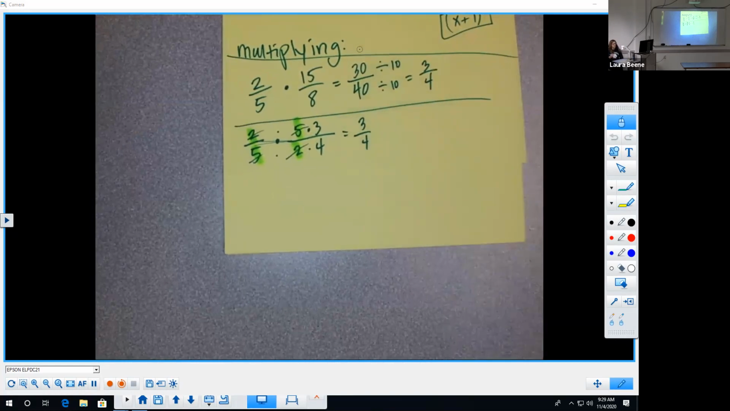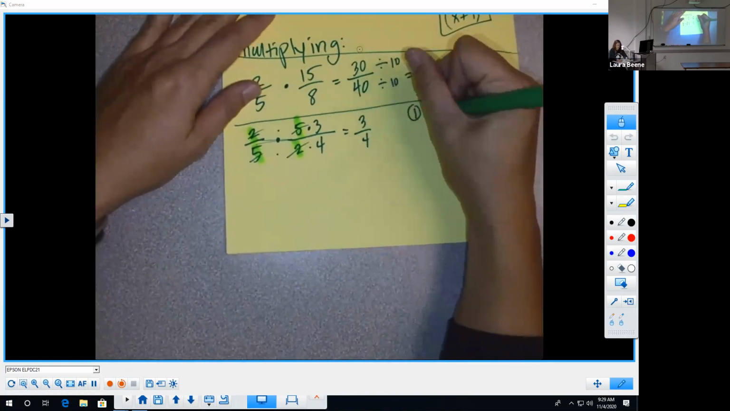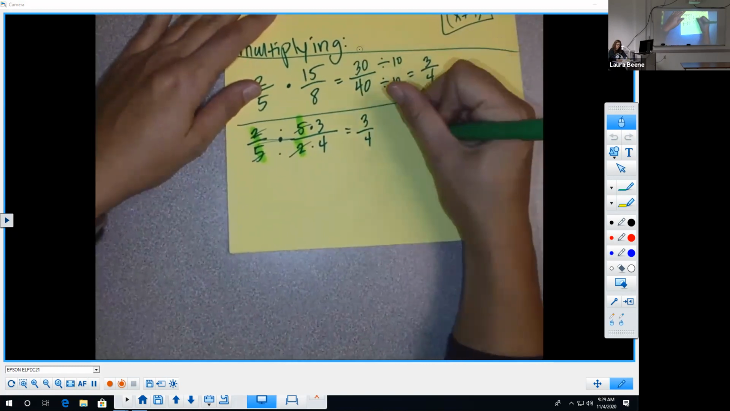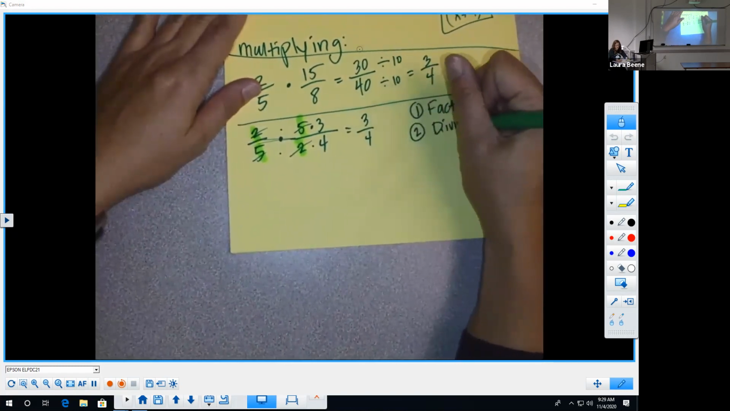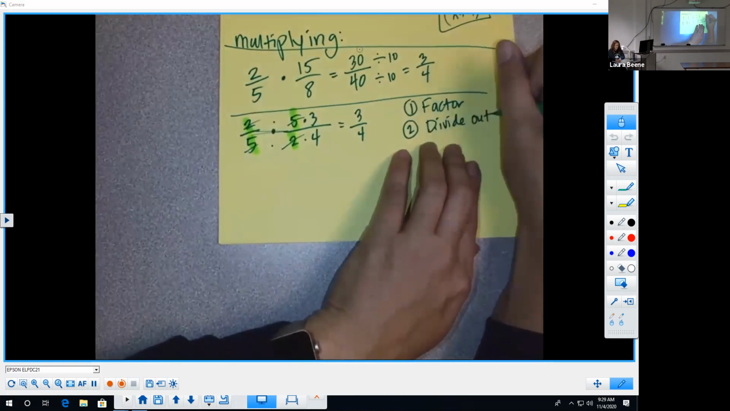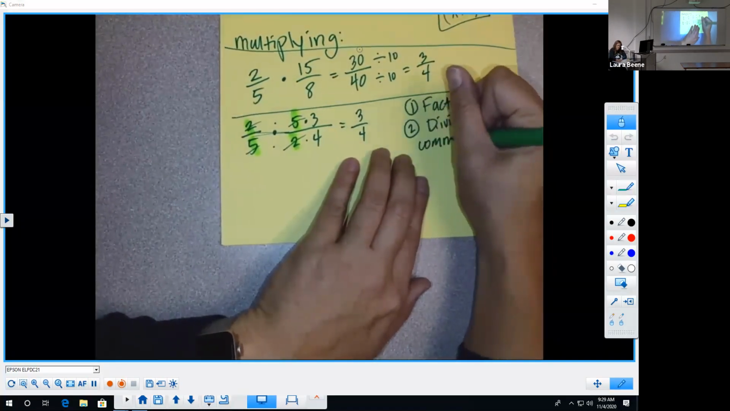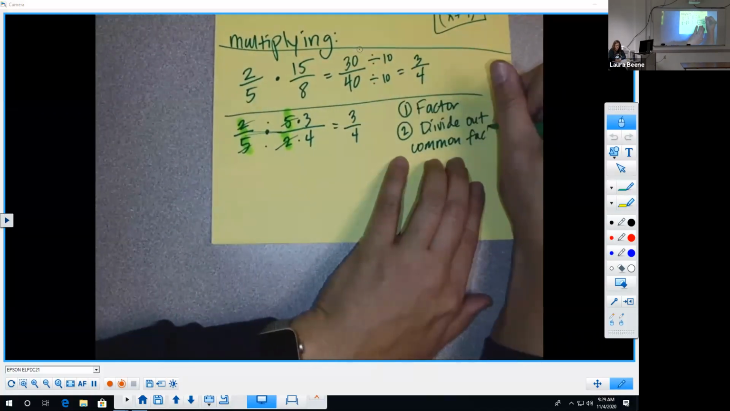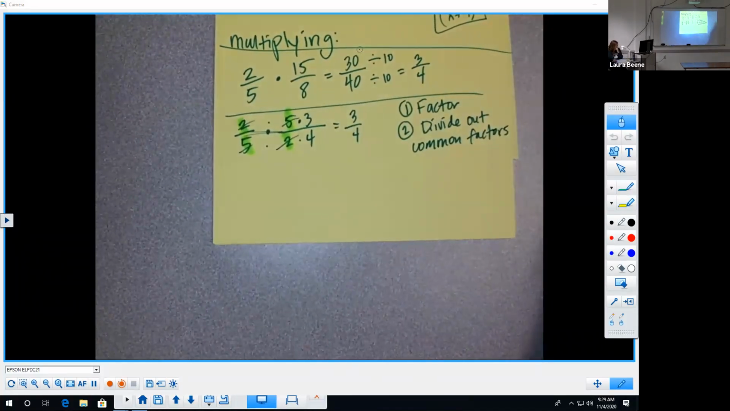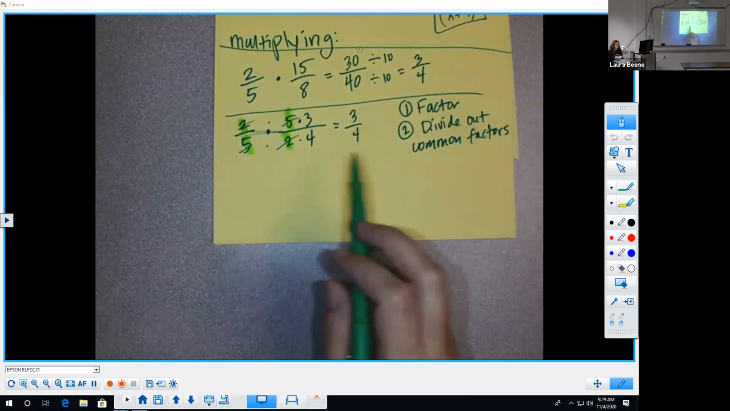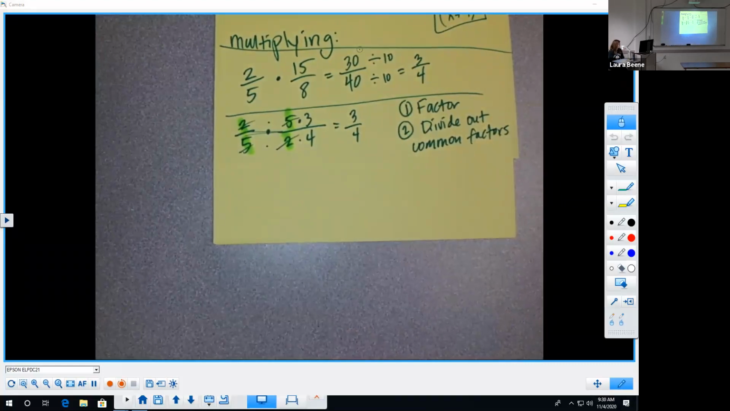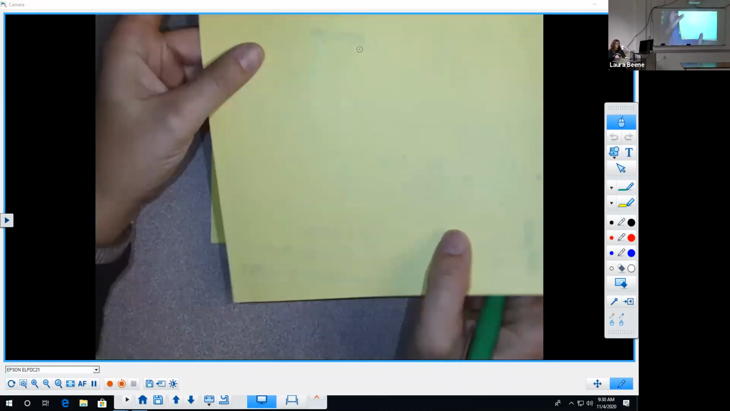Okay, so that's what we're going to do for multiplication. The first step you're going to do for every problem is factor. The second step is divide out common factors, anything on top with anything on bottom. And it doesn't matter which side of the multiplication sign it's on. So it's essentially the same idea as a simplifying problem. It's just a little bit bigger because I have more pieces to factor and cancel out with. Okay, so let's do some of those problems.